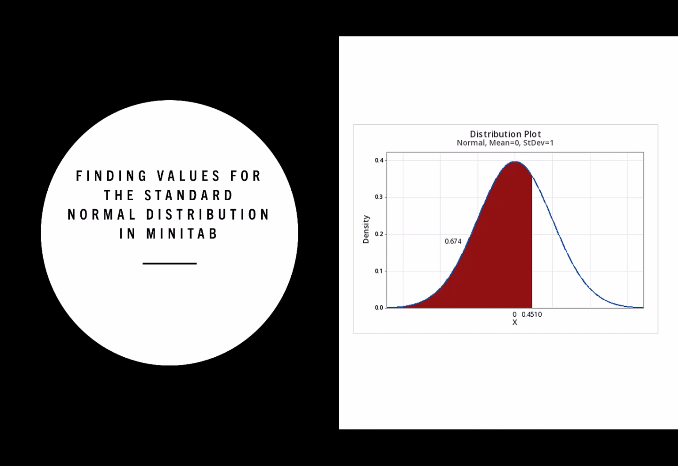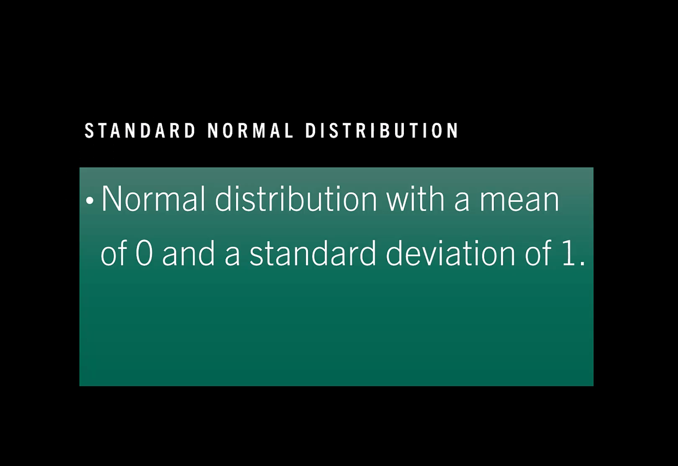Hi everybody, this video is about finding values for the standard normal distribution in Minitab. We'll use Minitab to find a probability, but we'll also use Minitab to find a z-score given a probability. In this video, we're only looking at standard normal distributions. That means we have a normal distribution with a mean of 0 and a standard deviation of 1.